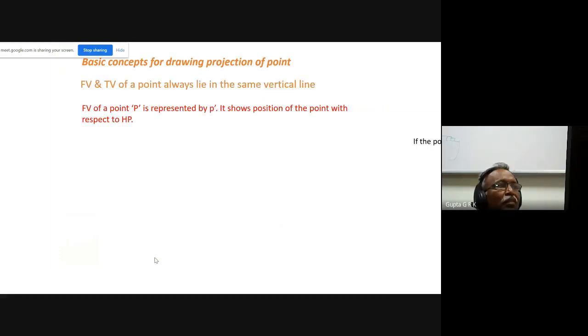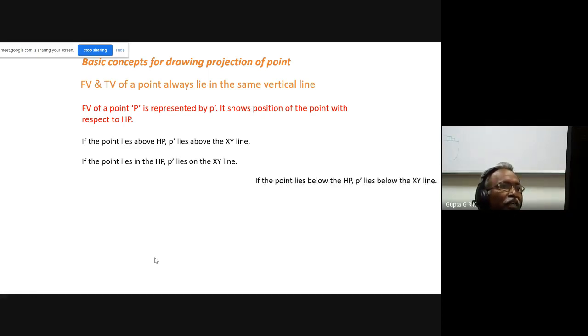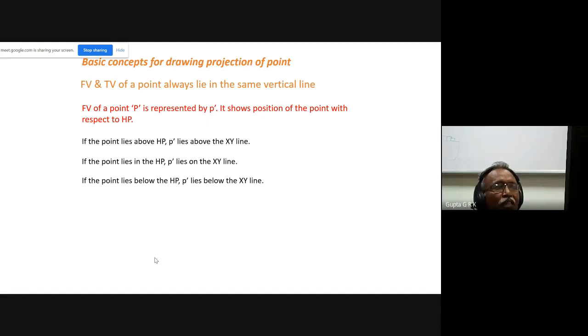The front view and the top view of a point always lie in the same vertical line. The front view of a point P is represented by P dash. It shows the position of the point with respect to HP. If a point lies above HP, P dash lies above the XY line. If a point lies in the HP, P dash lies on the XY line. If a point lies below HP, P dash lies below the XY line.